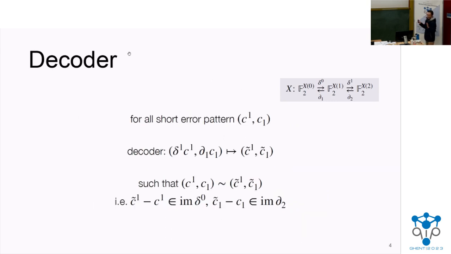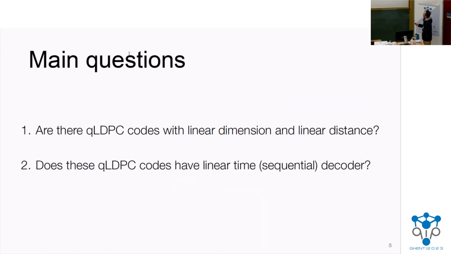Although the topic is about decoders, I won't talk too much about them. Here I just want to tell you that you can also discuss these things using the language of chain complexes. So the main questions for this paper are: first of all, are there quantum LDPC codes with linear dimension and linear distance? And second, do these codes have a linear time decoder?